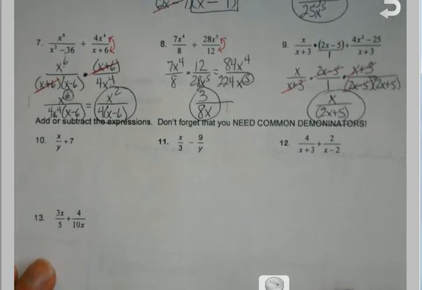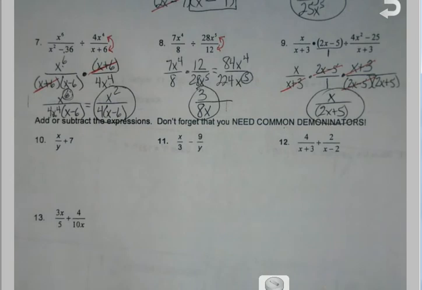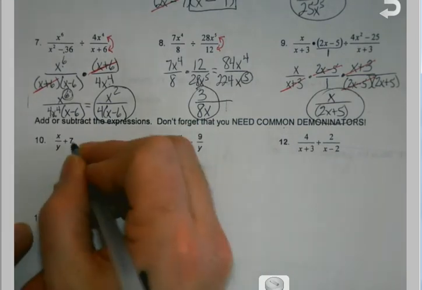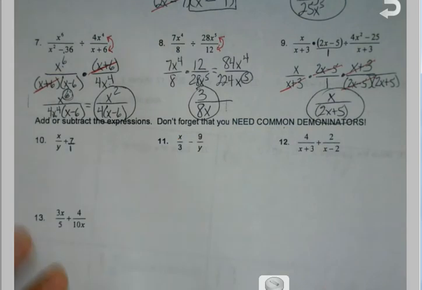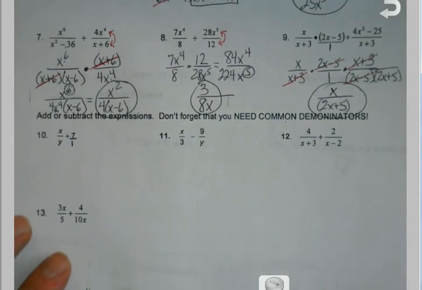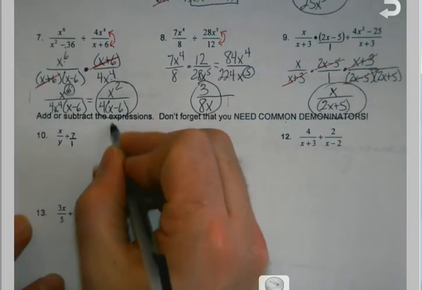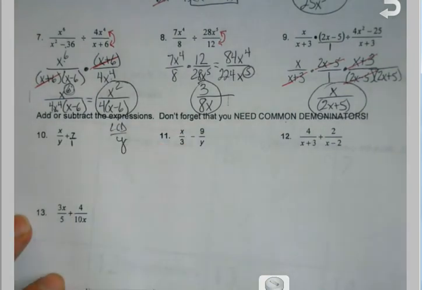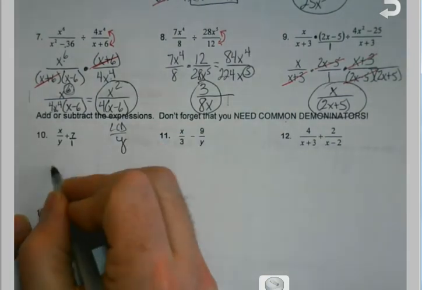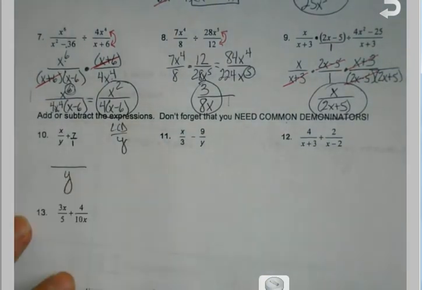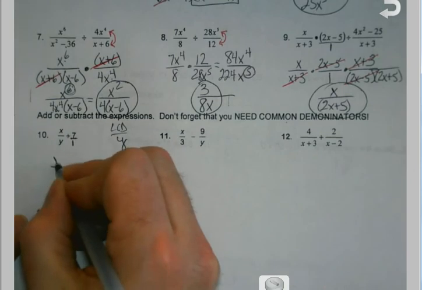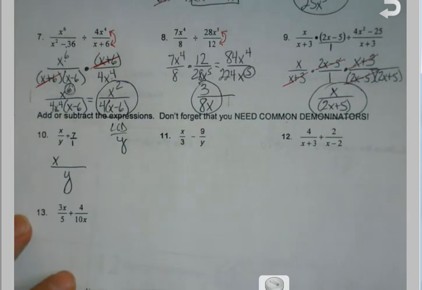All right, now, with a reminder, okay, add or subtract expressions, you need a common denominator. Well, if I only have one fraction there, even though I guess I could turn the 7 into a fraction by putting it over 1, my LCD is just going to be y. So I put the y there. Well, the x is already over y. I don't need anything else.